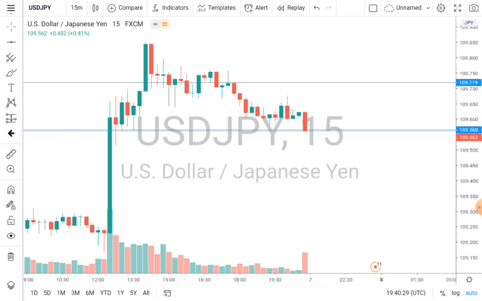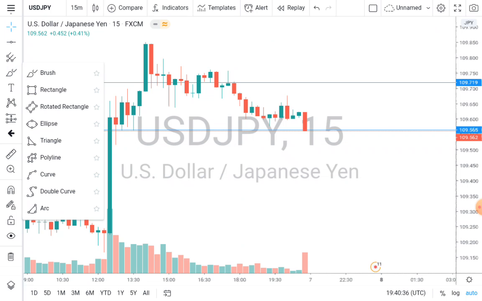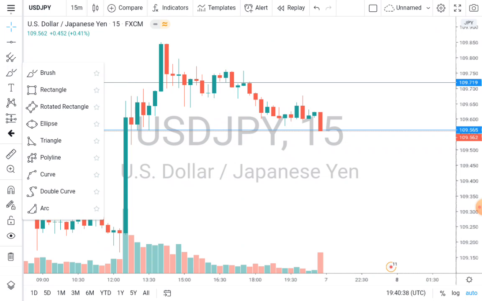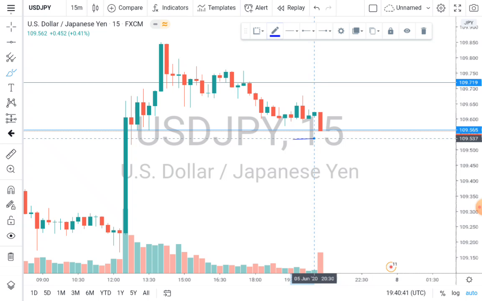So what we are looking for is to put our orders just here. Make sure you put our orders just below the support level in 15 minutes. Let's say it's 109,540. You put your sell order there, so that if ever the price breaks, it executes your order.